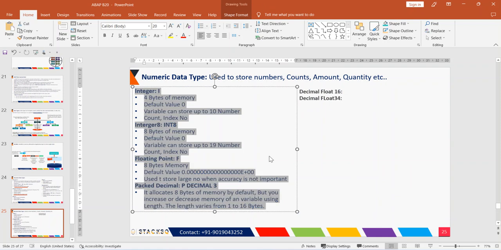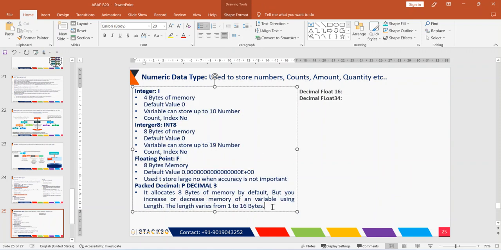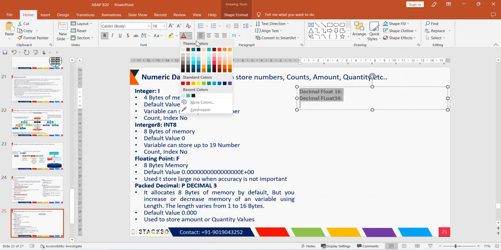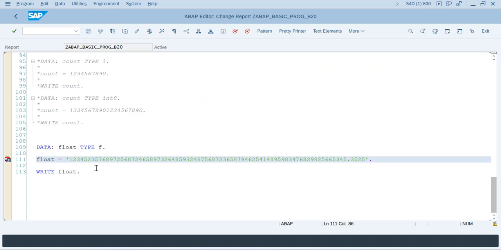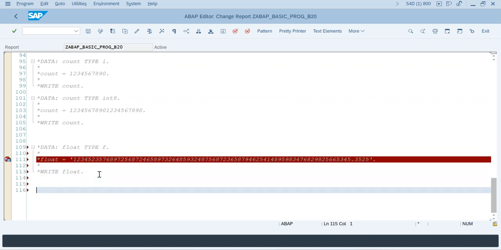And now the default value depends, let's say 0, and if you are also saying that you need 3 decimal places, in that case you have 3 additional zeros at the decimal place. Okay, so this is mainly used to store amount or quantity values. Okay, amount or quantity values. So let's see this in the system. I go back and I comment this data.